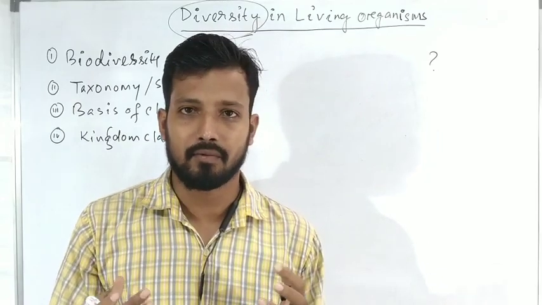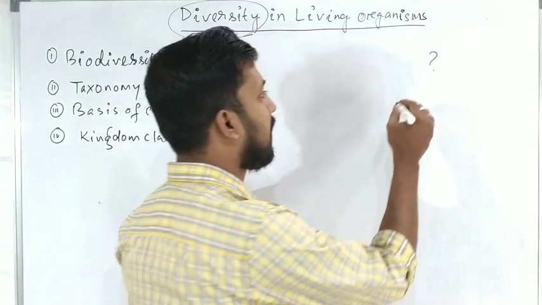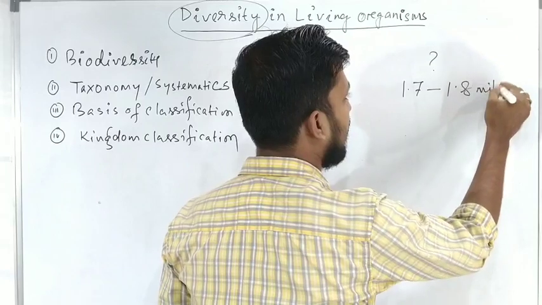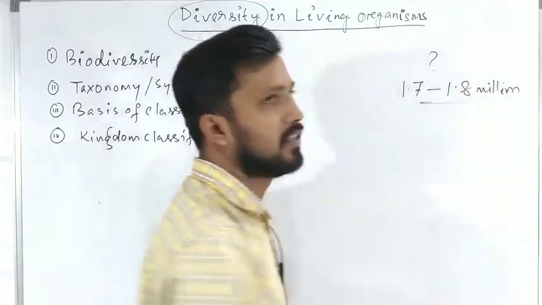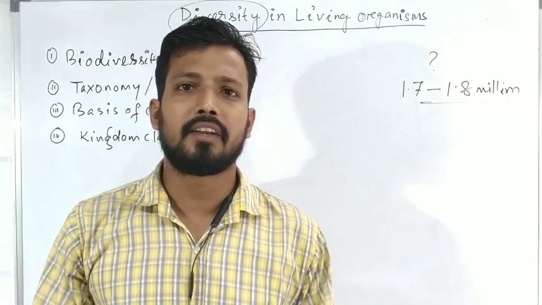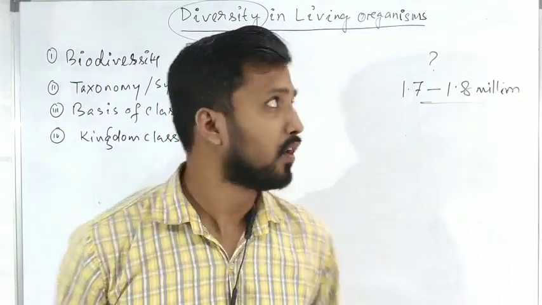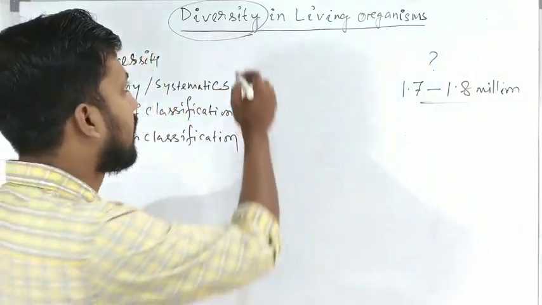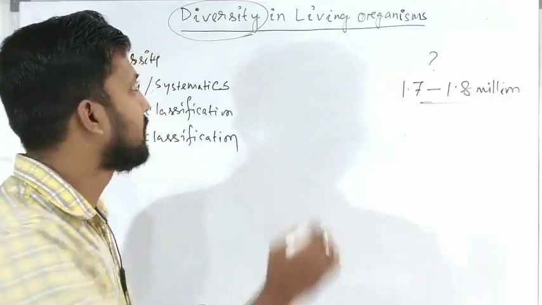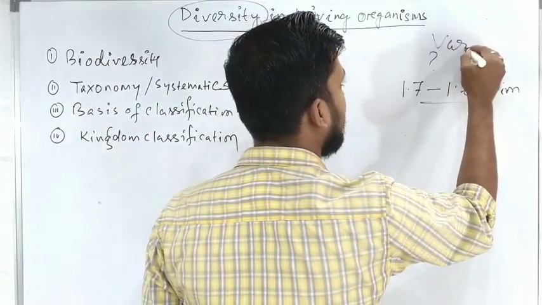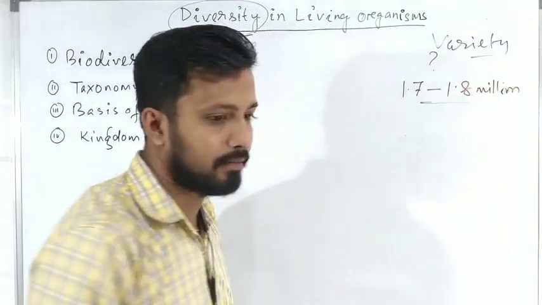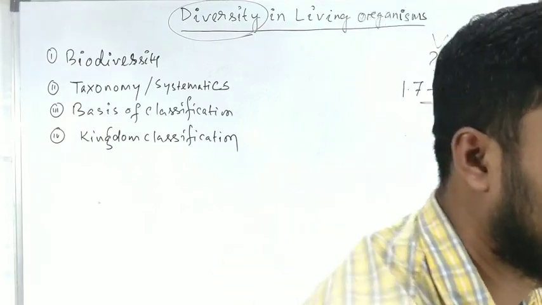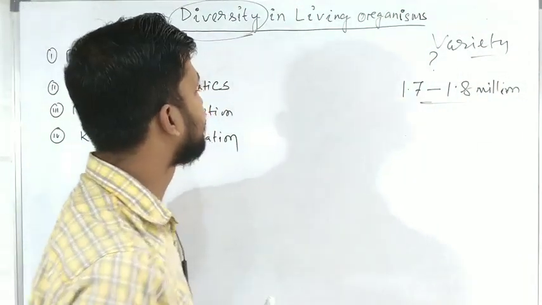So according to Robert May, one scientist, till now we have identified about 1.7 to 1.8 million living organisms. It may be plant, it may be animal, or it may be different types of microorganisms. So students, if we assign a specific scientific term for diversity in living organisms, I have told you, it is the variety of life forms found on the earth's surface.